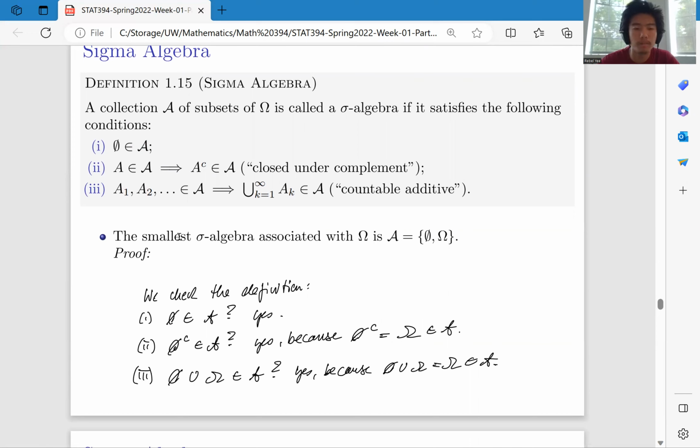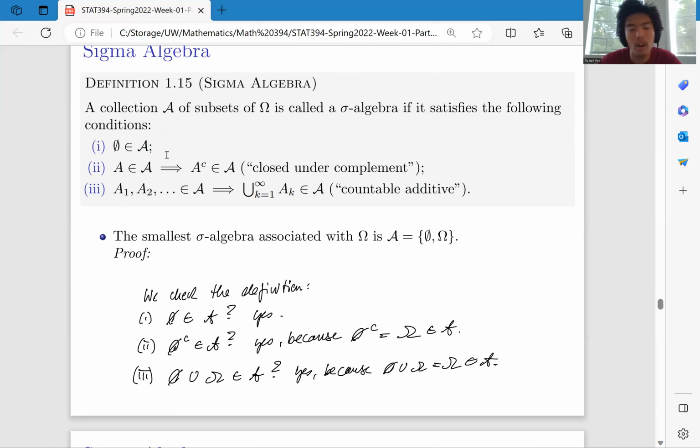Based on what mathematicians have found, the smallest sigma algebra associated with a given sample space is a set with two elements: the empty set and the sample space, which is the whole set here. So first, how do we want to prove this statement? Usually if we are given a lot of properties of a certain concept, like here we have three properties, a good way to start the proving process is to ask yourself whether each of these three properties is satisfied.